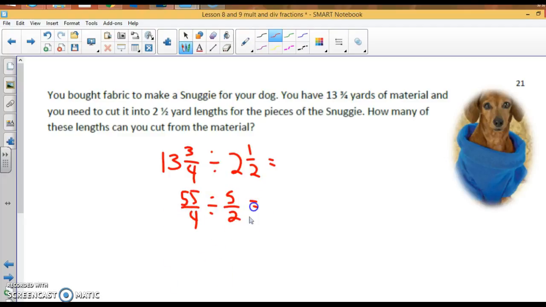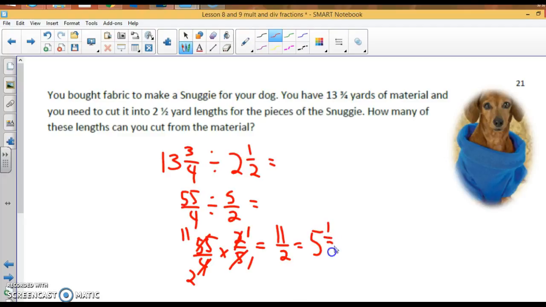This is division, so I have to do keep, switch, flip, change it to multiplication by the reciprocal. 55/4 times, flip this, 2/5. Now I can reduce. 5 goes into 5 once, into 55 11 times. 2 goes into 2 once, into 4 twice. Multiply straight across, and you get 11/2, which is 5 1/2. So how many pieces am I going to have? I'm going to have 5 pieces, and I'll have that half left over.